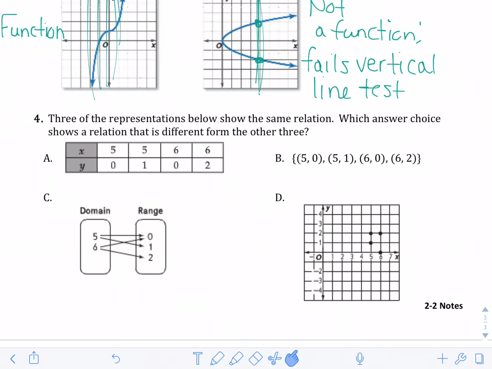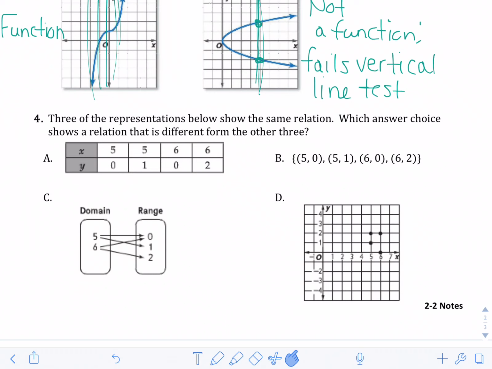And last one, number 4. 3 of the representations below show the same relation. Which answer choice shows a relation that is different from the other 3? Okay, so here we go. A, 5, 0, 5, 1, 6, 0, 6, 2. I'm not worried about function, not a function. All I worry about is a relation. That's the set of ordered pairs. So for A, those are the numbers I have. So let's look at B.